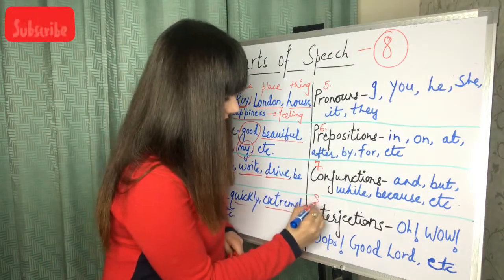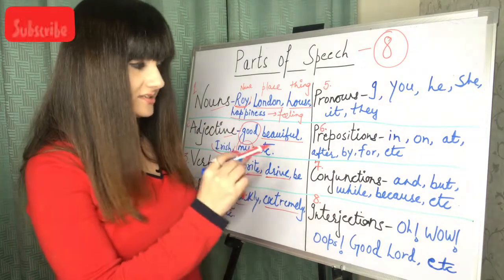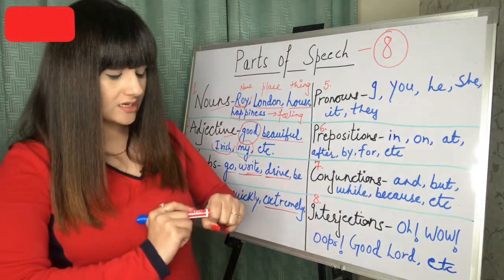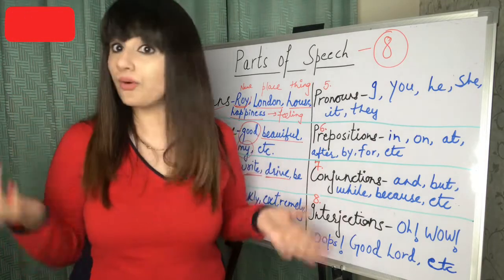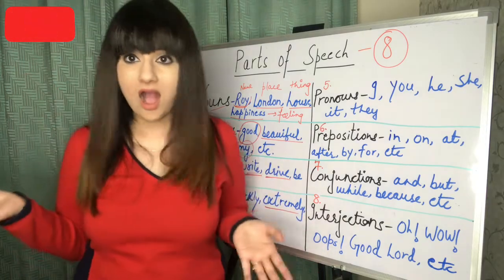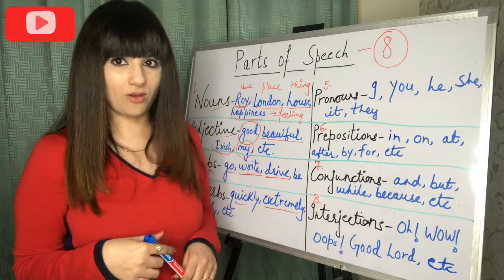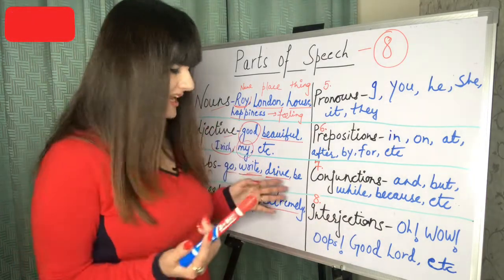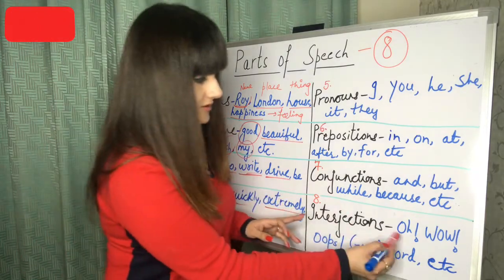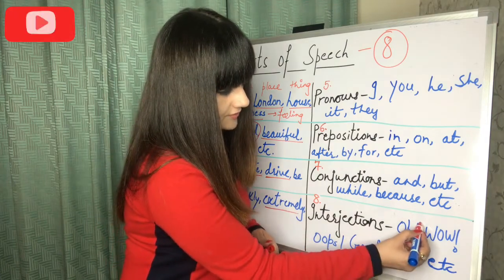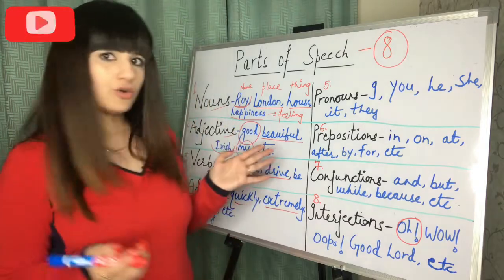The next one is interjections. What exactly is the meaning of interjections? It is used to express surprise or emotion. Wow, that's a beautiful place. Oh, are you coming here? Anything you could say. Oops, good Lord. After this, you'll find this kind of sign. This is called the exclamation sign. I hope it's clear to you.